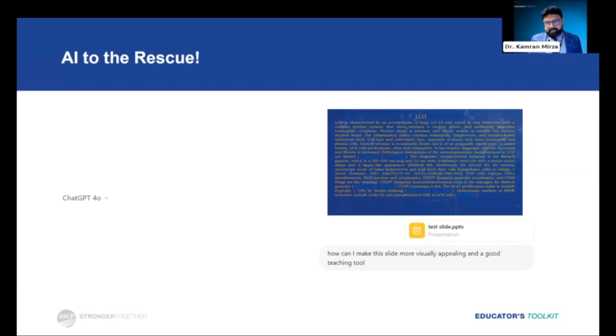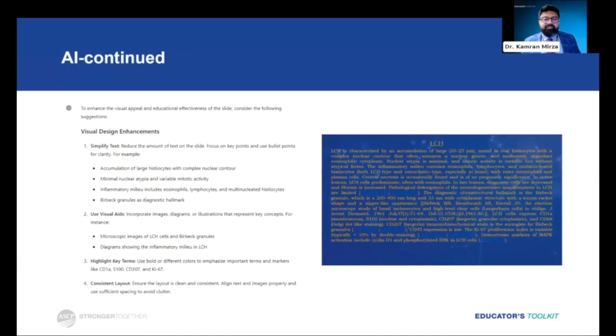I said, how can I make this slide more visually appealing and a good teaching tool? So guess what it does? It says, to enhance the visual appeal and educational effectiveness of the slide, consider the following suggestions. It says visual design enhancements. Simplify the text, reduce the amount of text on the slide, focus on key points, and use bullet points. So for example, it says accumulation of large histiocytes with complex nuclear contours, minimal nuclear atypia, and variable mitotic activity. It's almost as if it has already taken this presentation by Dr. Kanakis and I and used those tools, right?